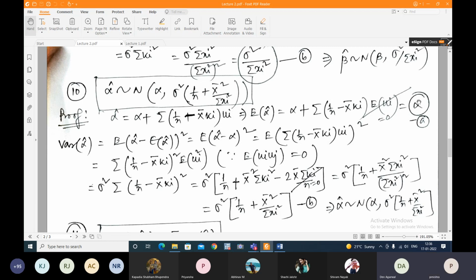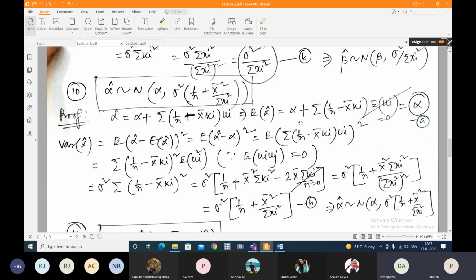Now what would be variance of alpha hat? Variance of alpha hat is equal to expectation of alpha hat minus expectation of alpha hat whole square. And we have already seen expectation of alpha hat is equal to alpha. So variance of alpha hat is equal to expectation of alpha hat minus alpha whole square. That means what we are doing, basically we are taking this to the other side. That means we now need to get expectation of this whole square.